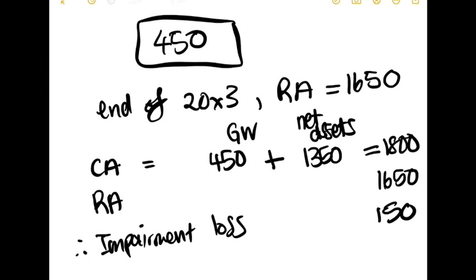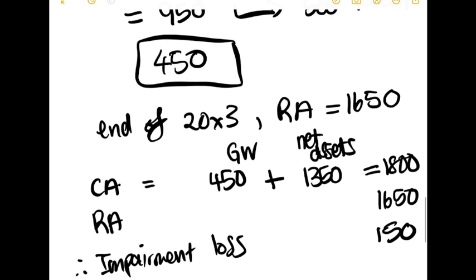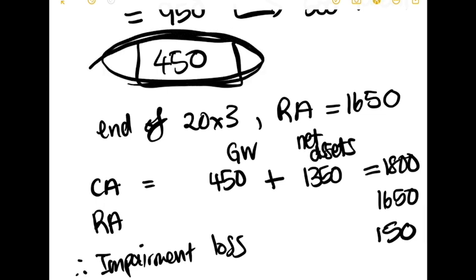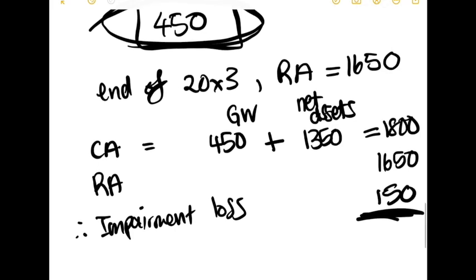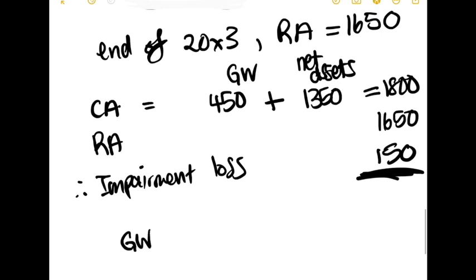The question is, how do we allocate this impairment loss? Again, in terms of paragraph 104, we first allocate it to the goodwill and then to the other assets in the cash generating unit. In this case, the goodwill is 450 and there's only an impairment loss of 150. So the full 150 is allocated to goodwill, and we won't need to attribute it to any other assets because we still have goodwill remaining. After this, the goodwill would have a carrying amount of 300, because that's the 450 minus the 150.